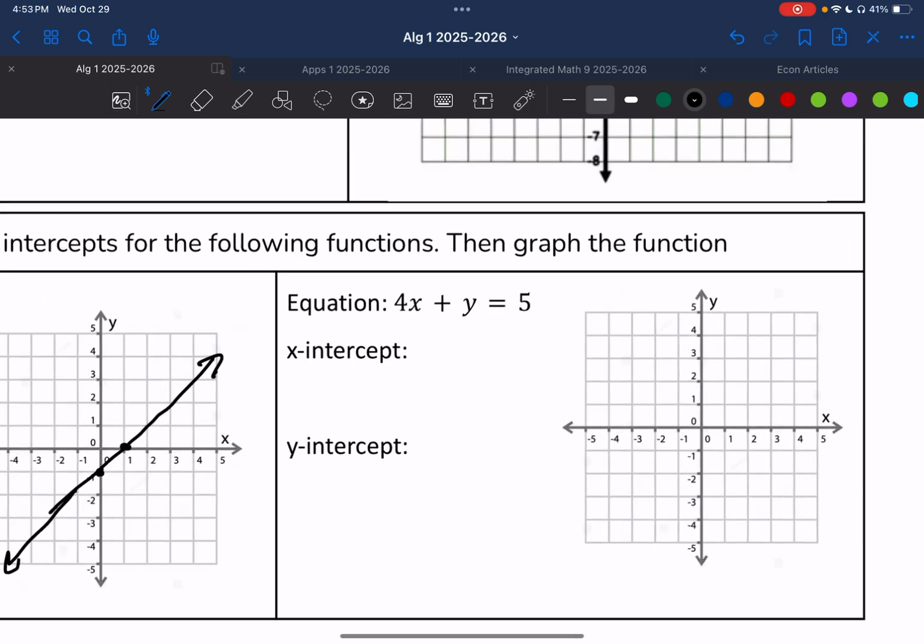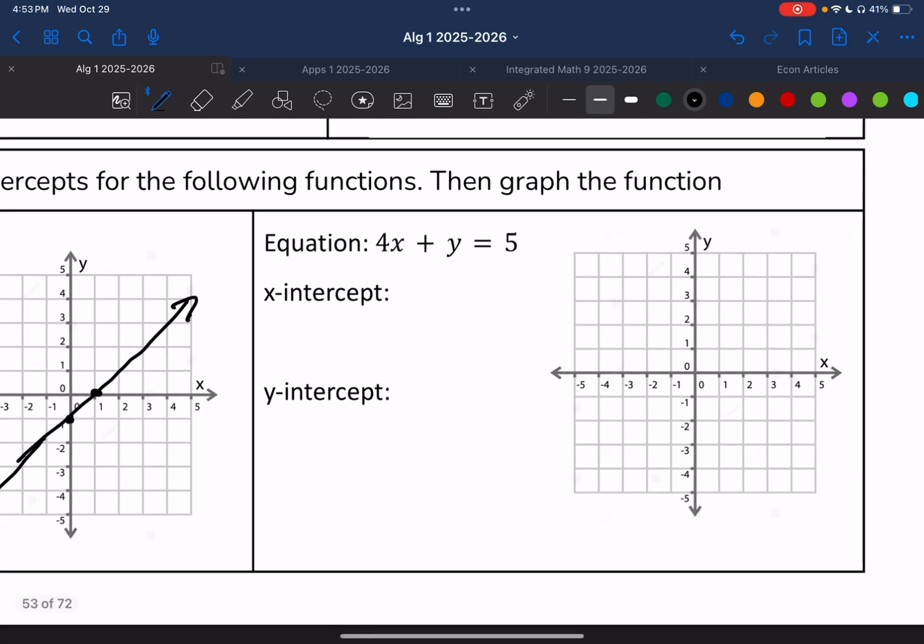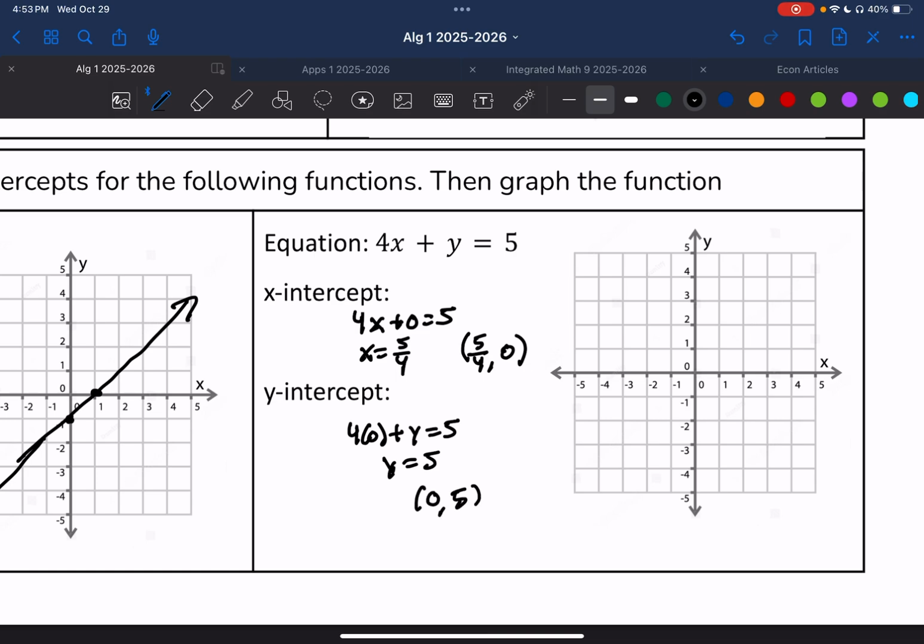All right. Now, this one is a little bit more complicated. We can use the same process. To find the x-intercept, we set y equal to 0. So we have 4x plus 0 is equal to 5. That means x is going to be equal to 5 over 4, meaning that our x-intercept is going to be 5/4, comma 0. Whereas our y-intercept is going to be 4 times 0 plus y equals 5, meaning y is equal to 5. Meaning that it'll be at the point 0, 5.